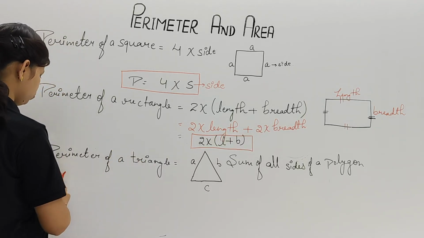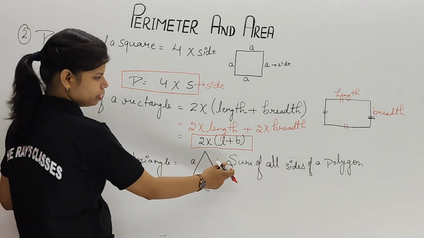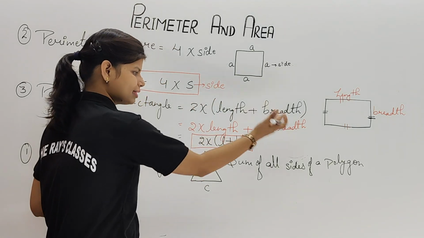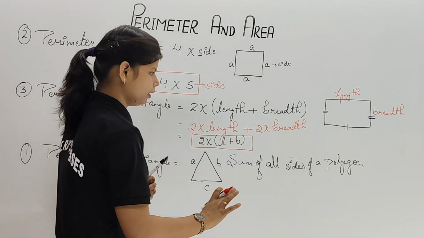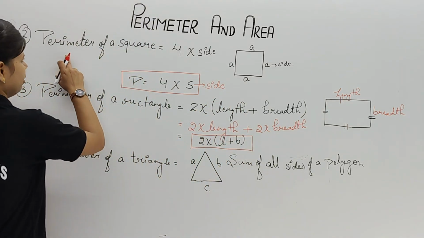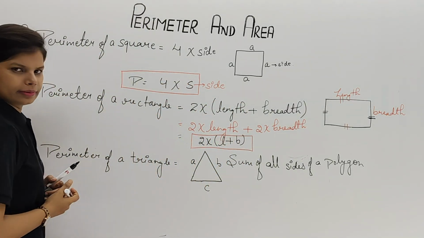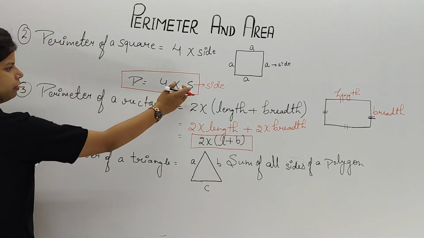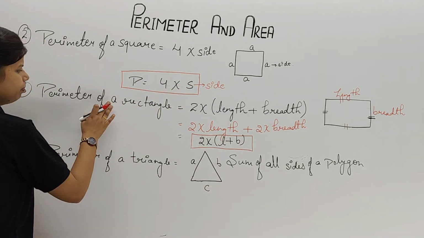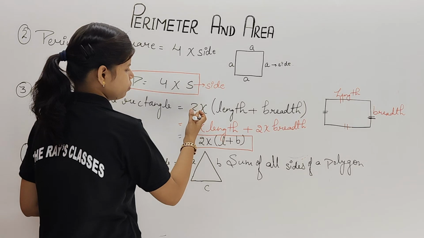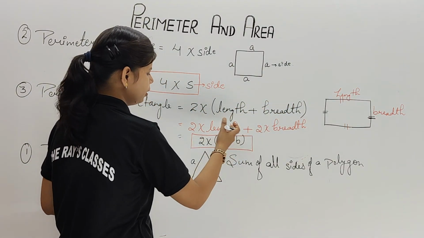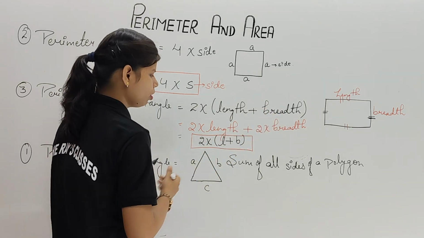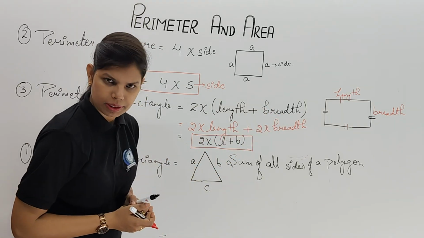First is what? First we have perimeter of triangle equal to what? Sum of all sides of polygon or sum of all sides of triangle. That will be your A plus B plus C. Clear, no? Next we have the formula perimeter of square: 4 into side. Understood? Where S will be your side. And third we have perimeter of a rectangle, and the formula is what? 2 multiplied by length plus breadth, or we can write it as 2 into L, 2 into length plus 2 into breadth, or we can write 2 into L plus B.